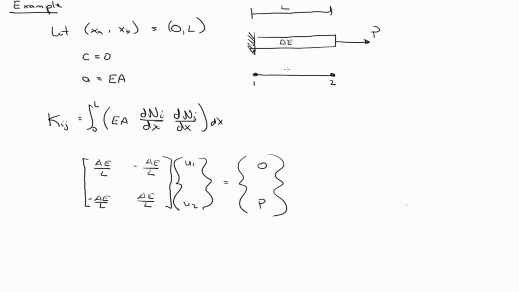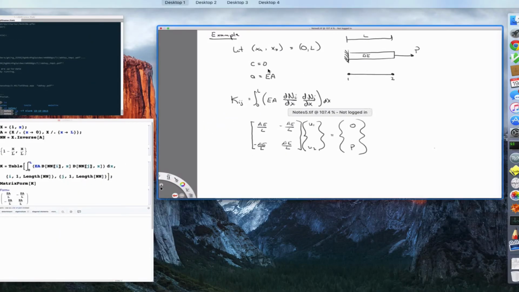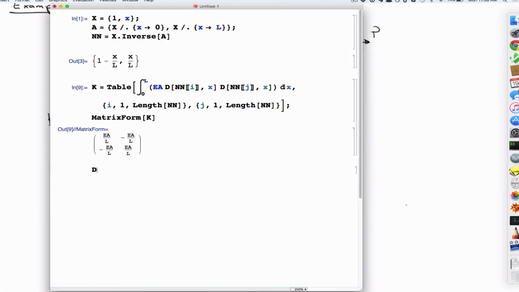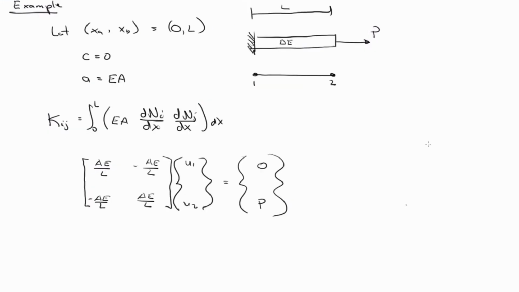Now, can I solve this equation? Can I just write K inverse times that? K is singular, right? So what's a quick way to check if a matrix is singular? Yeah, I can take the determinant of K, you can see it's 0, right? So we have to apply the essential boundary conditions.